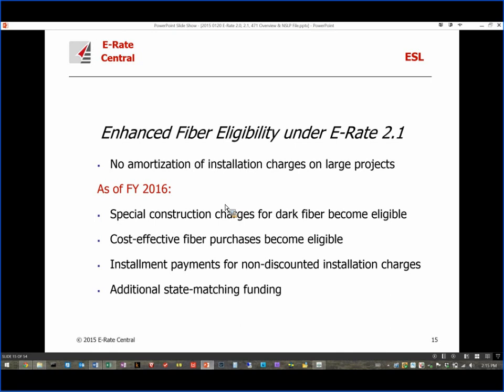Installment payments for non-discounted installation charges. One of the hindrances that the FCC recognized is that many applicants can't handle their non-discounted portion payment in the first year, and so they're going to allow them to spread that out. And then there's a state matching mechanism up to 10% available, that if the state will provide a percentage of the non-discounted portion, then effectively the FCC will contribute a matching up to 10%, not to exceed a total of 100%.